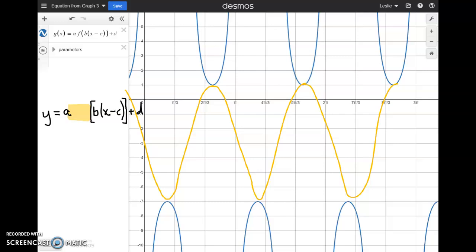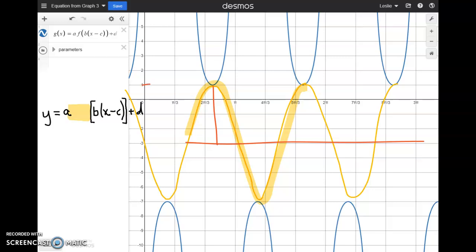So now let's see if we can find the midline, the amplitude, all of those things. Let me find the pen color that I want. Halfway between the minimum and maximum of this graph is the midline of both graphs. So there's my midline. My amplitude is given here, and my vertical shift is also given here.